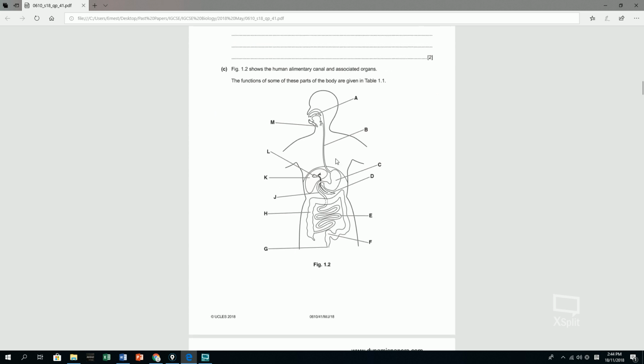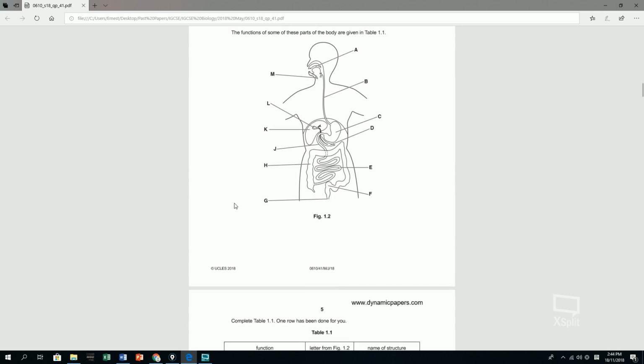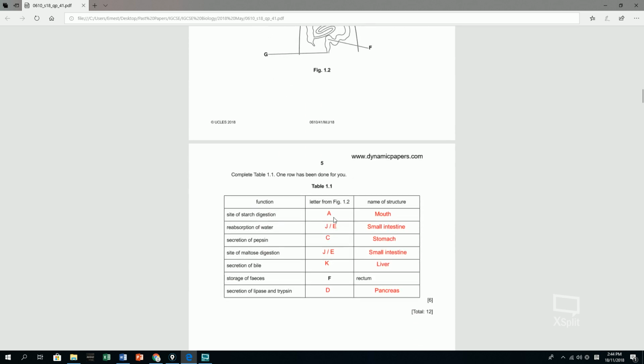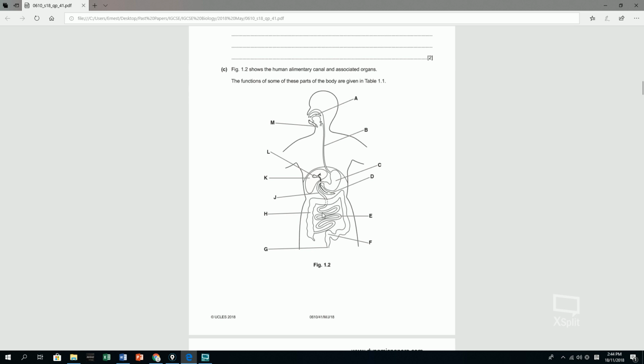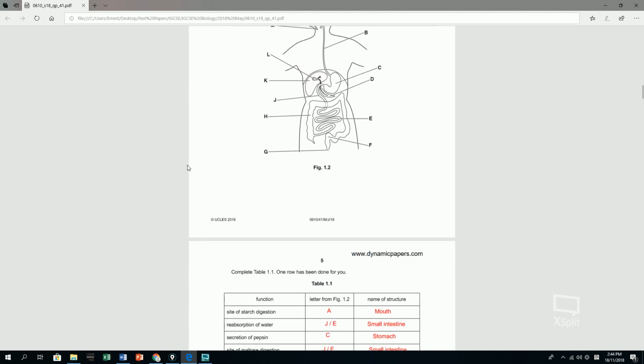You should know the structures already, but we will briefly go through it. M is the salivary glands that give the mouth saliva, going down B the esophagus, entering C, which is the stomach, acidic conditions in there, and going down to J and E, which is the ileum and the duodenum, which makes up the small intestine, moving on to H, which is the large intestine, and F and G. They've already labeled F for you, which is the rectum. So yeah, we've got the anus, which is G.